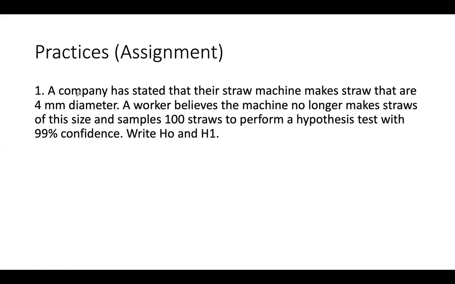Okay, so let's have a look at the first statement. The first statement says that the straw machine makes straws that are 4 millimeters in diameter. So this is the claim that the mean is 4 millimeters in diameter. So the first claim, we call that mu, or mathematically, we claim that mu is equal to 4 millimeters.